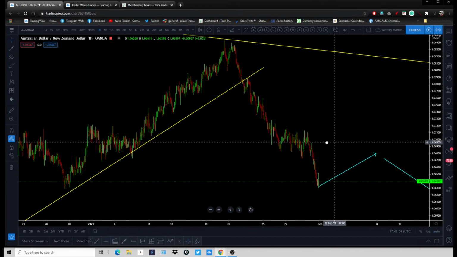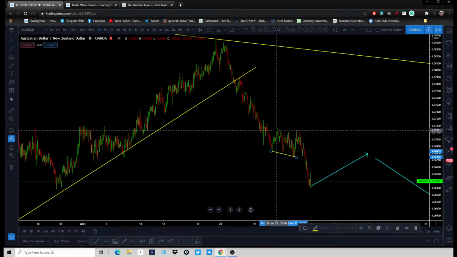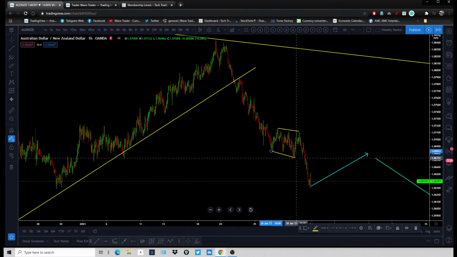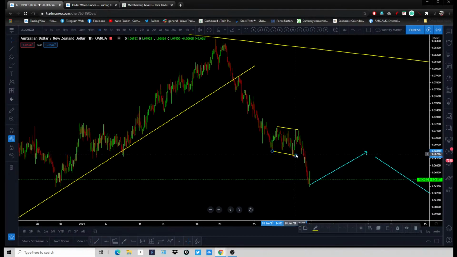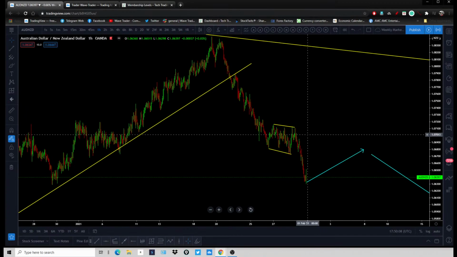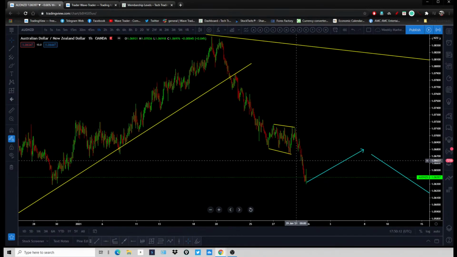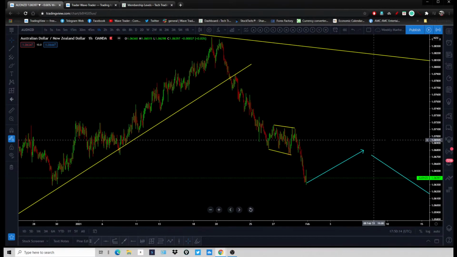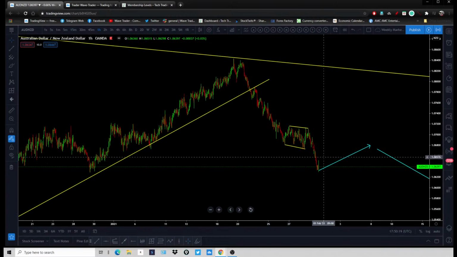Last week in our group, one of our members was looking for this flat formation to continue to keep dragging lower. That was a small trade that happened over there. We were looking for a flat formation, we got that flat formation, and then the next leg lower.